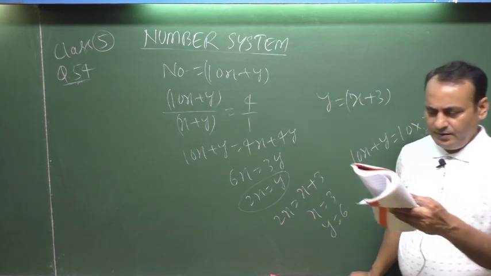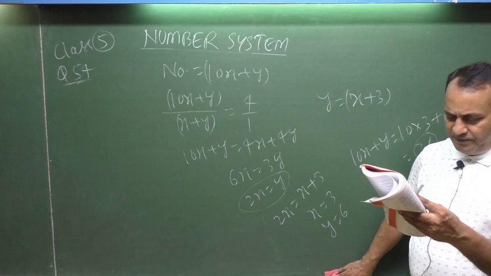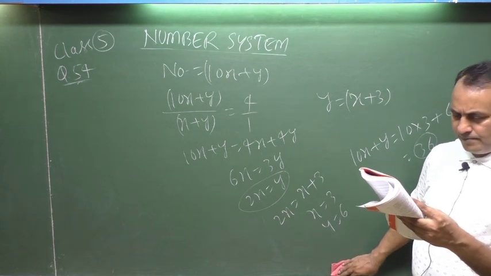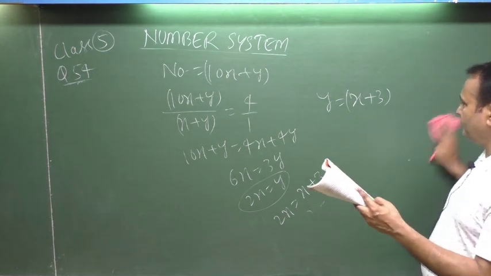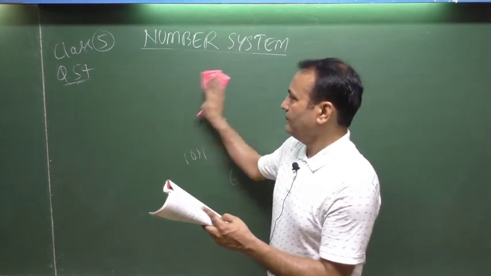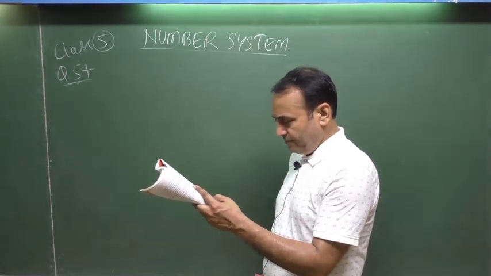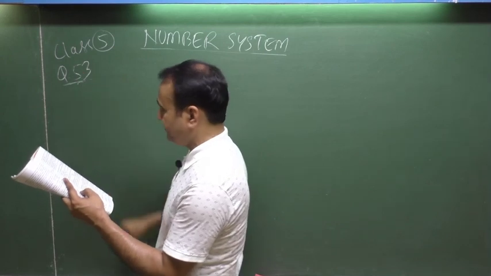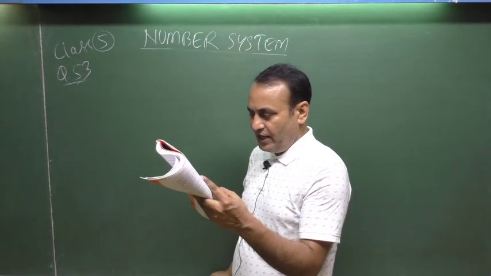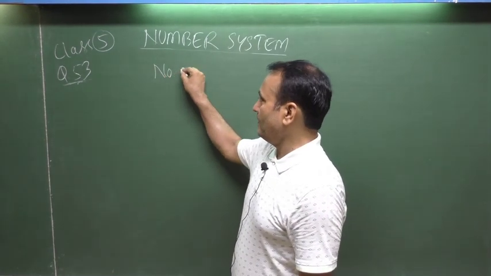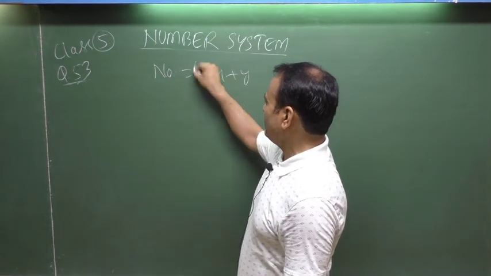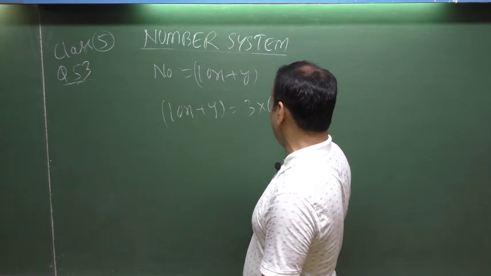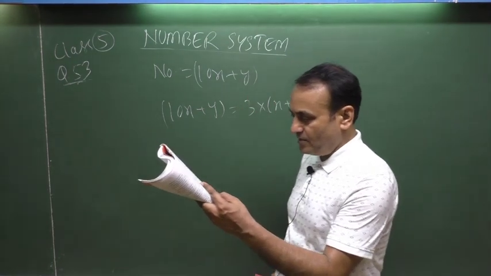Now 53 perhaps missed here. Okay, 53. Now question number 55. 53, then 55. 53. A two-digit number is 3 times the sum of its digits. This is your two-digit number, and question says a two-digit number is 3 times the sum of its digits.